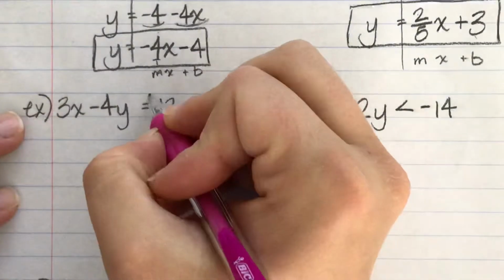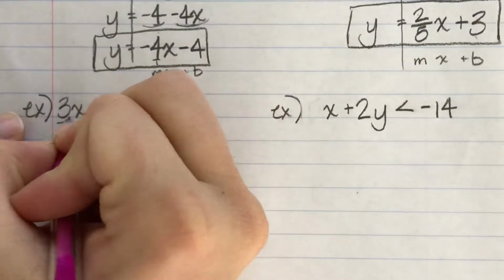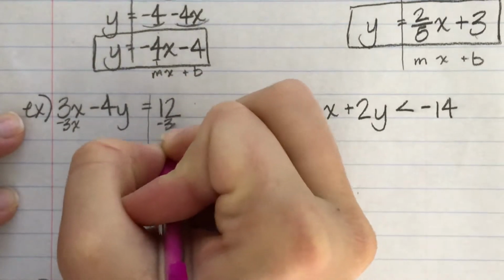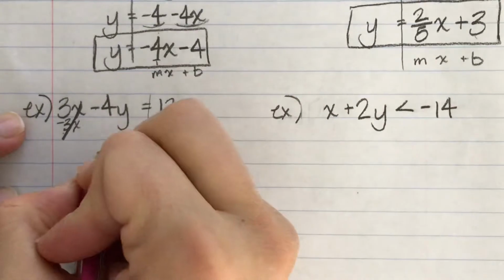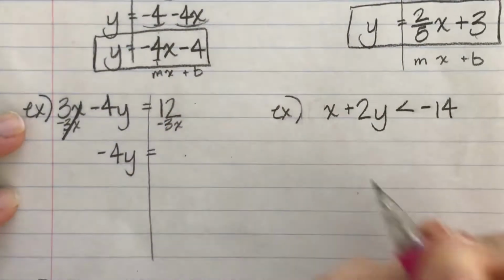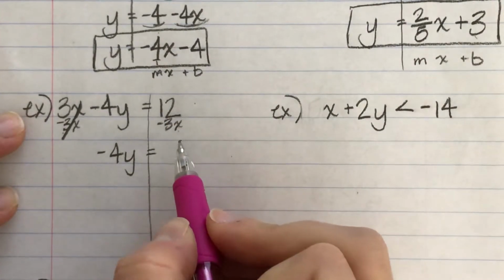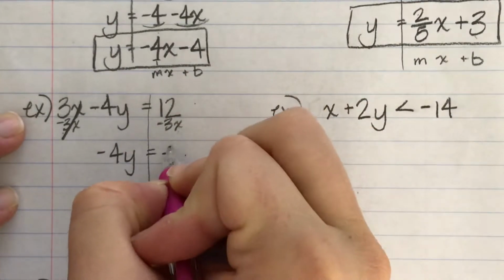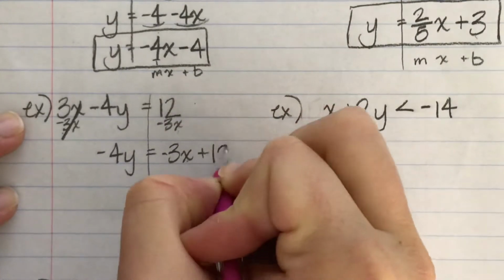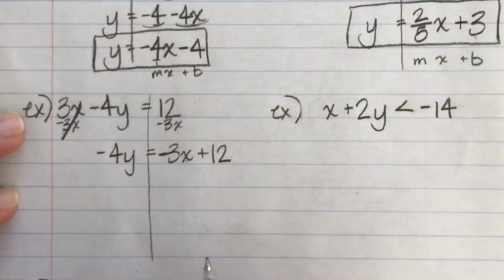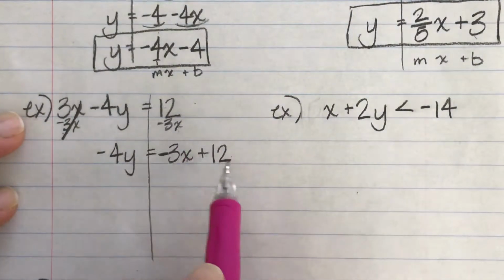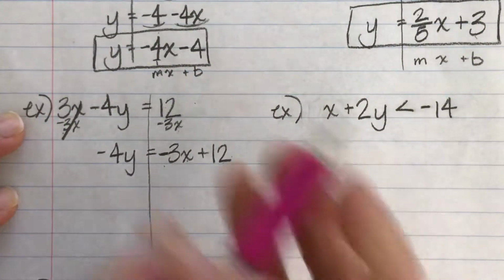Over here, same thing, I'm isolating y, so I'm going to subtract 3x so that it cancels out. Don't forget that that negative is still there attached to the y. And then I'm going to put this in the order that I want. So I'm going to say negative 3x plus 12. Okay, notice I can put them in either order. Doesn't matter which one goes first as long as it's a positive 12 and a negative 3x.